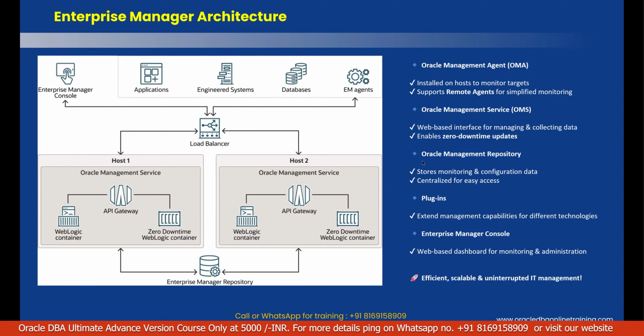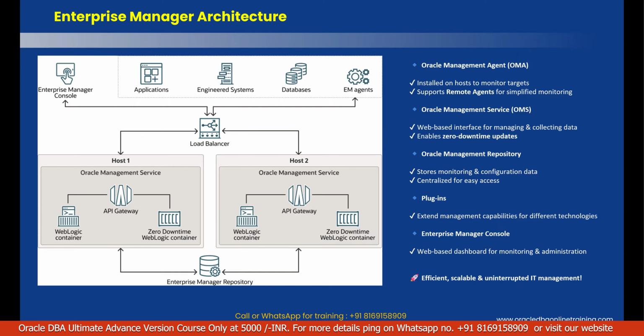Before we talk about plugins, let me go back to the repository database part. The repository database is nothing but a database that stores the monitoring as well as configuration data. It is also centralized for easy access. So you can say this is your main database that will store the information related to the monitoring. Along with this, you can also have the plugins that will extend the management capabilities for different technologies. Let's say, if you want to monitor the Golden Gate services, you can use the plugins for Golden Gate and do the monitoring for the same.